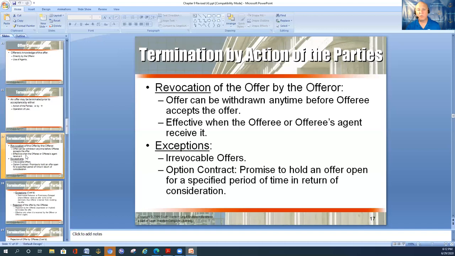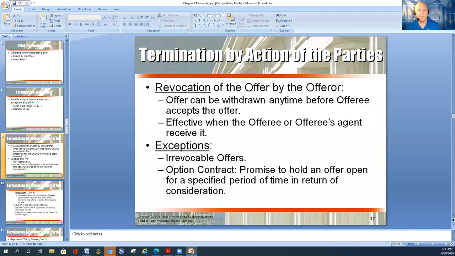And then the final kind of way that an offer might die, in addition to lapse of a reasonable time, lapse of a time that you give it, and a rejection of the offer, actually there's two more, is if you revoke the offer. Most offers can be revoked before they're accepted. If I say, I will sell you my car for $10,000, and then before you accept, I say, nah, I changed my mind. I'm not selling it after all. You can't then come back and say, oh, I accept your offer now. That offer is dead. It has expired. It has terminated. It has died.